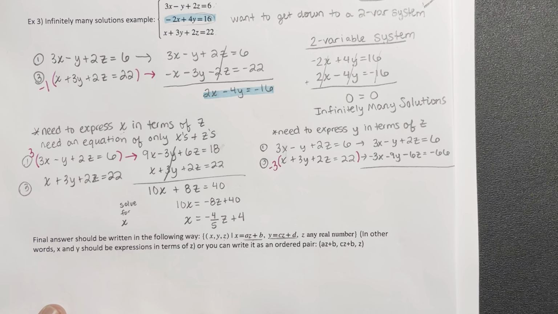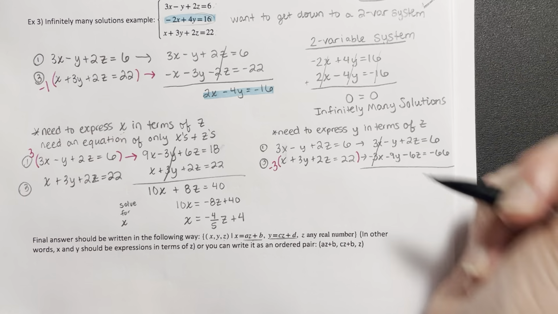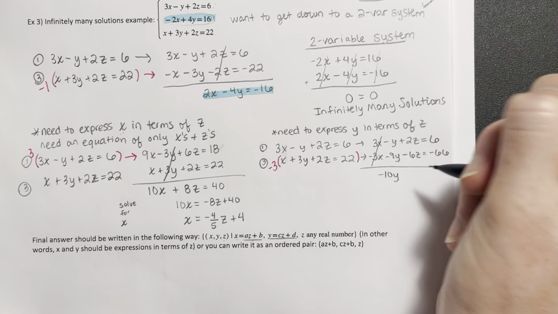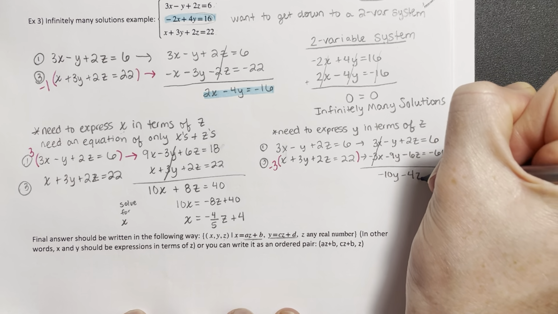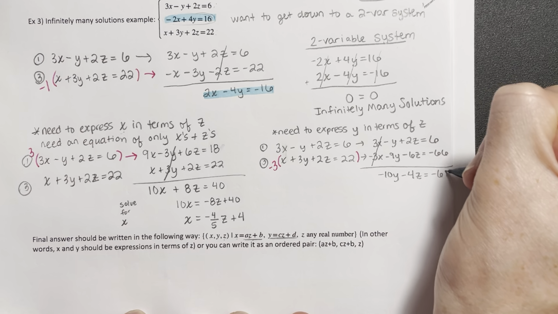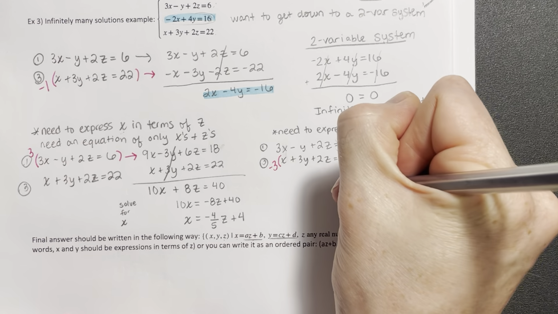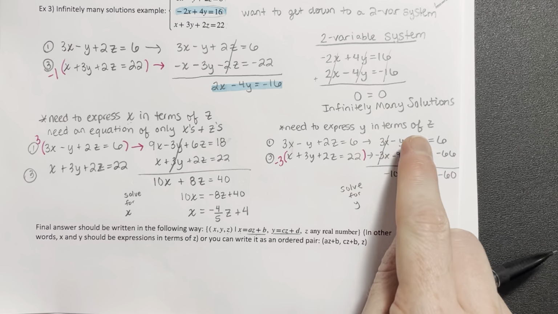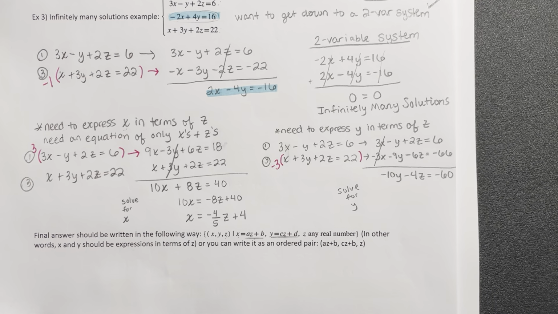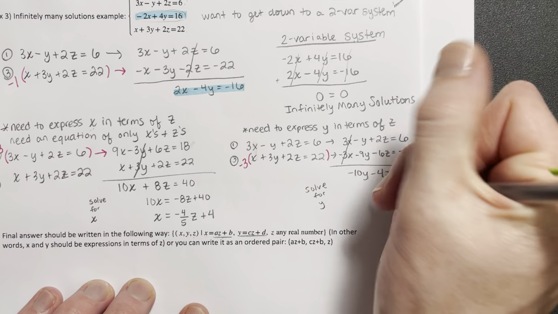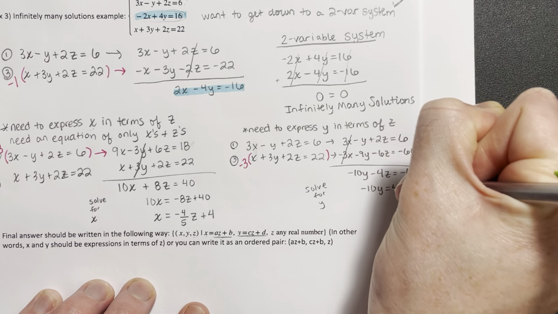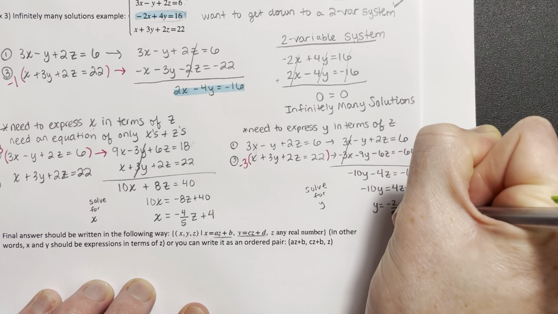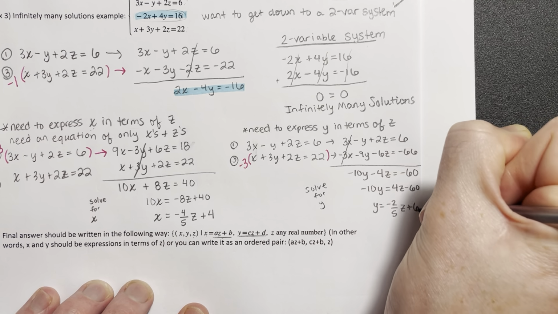All right, so we've multiplied the bottom one by negative 3. That eliminates our x's. When we combine our y's, we get negative 10y. Combine our z's, we get negative 4z equals negative 60. And we want to solve for y this time. We're solving for y because we're trying to express y in terms of z. We want to say, how is y related to z? So if I add 4z over, we have 10y equals 4z minus 60. Divide by negative 10 would make negative 2/5 z plus 6.